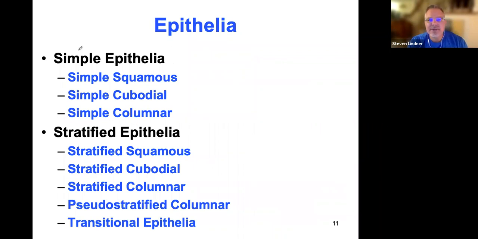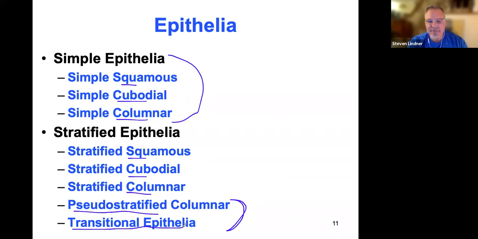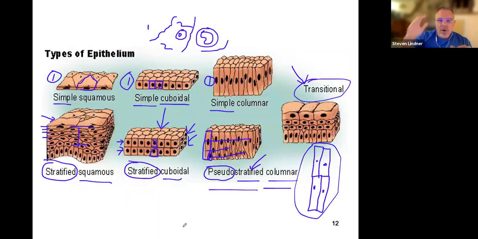So the three types of simple epithelium are simple squamous, simple cuboidal, and simple columnar. Stratified could be stratified squamous, stratified cuboidal, and stratified columnar. And let's not forget about our two unique ones, the false stratified, known as pseudo stratified columnar, and then your transitional epithelium.